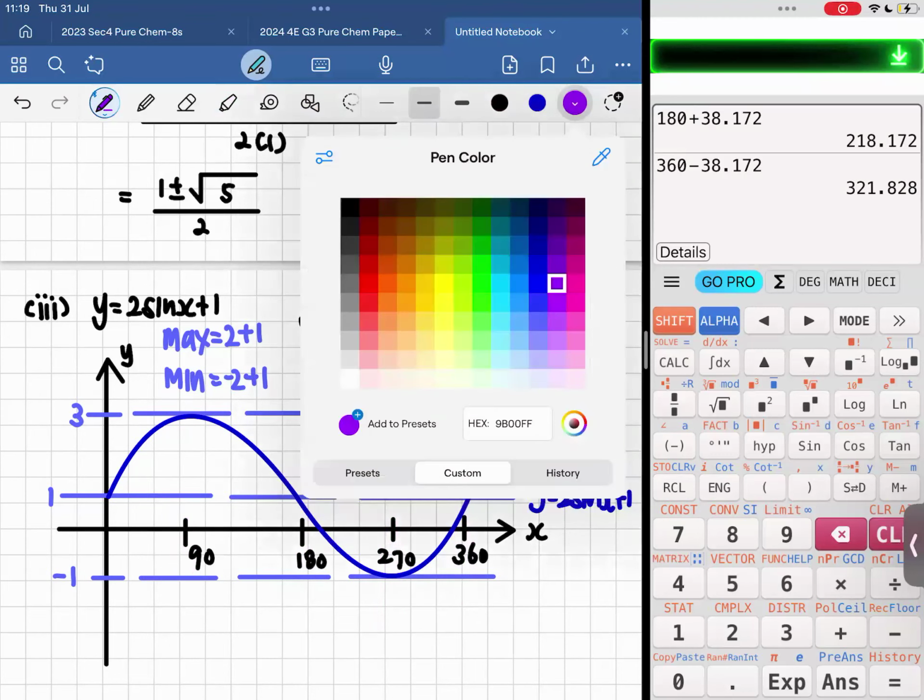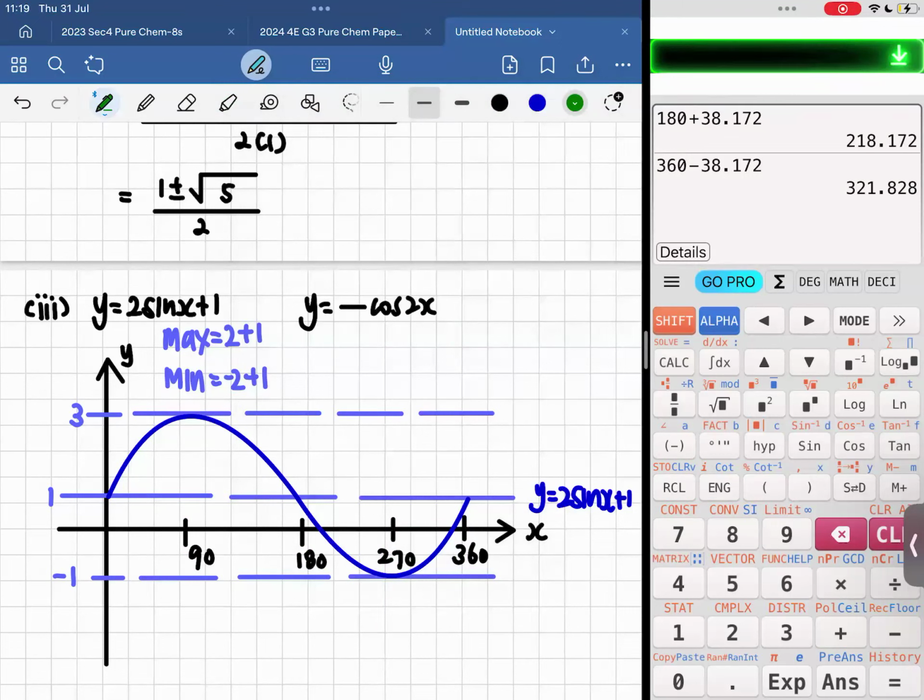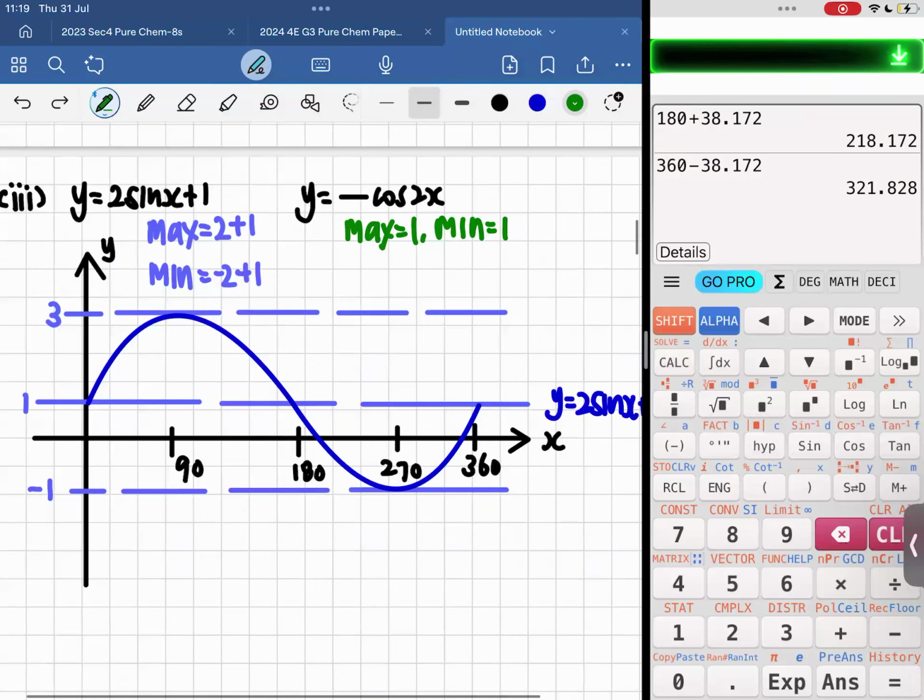Okay, let's draw the next one here. This one is quite okay because the max is 1 and the minimum is also 1. The only problem is this is my cosine graph, but I must flip this graph. So what we need is two different cycles, so two different cycles must cut like that.